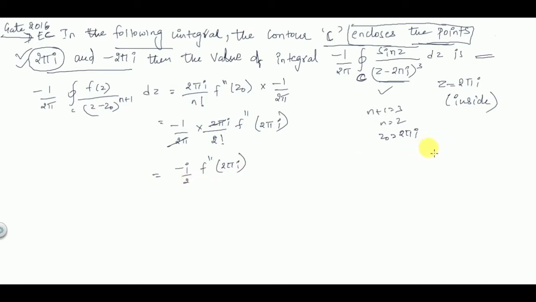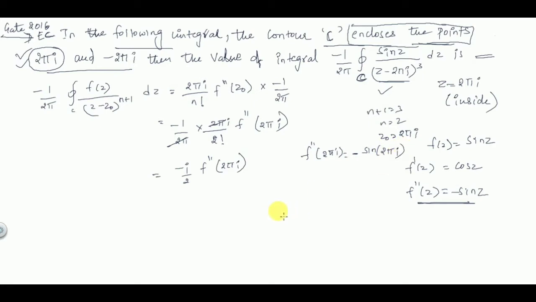So what is f of z given for you? f of z is sin z. Then f dash of z, d by dz of sin z, is cos z, and f double dash of z, d by dz of cos z, is minus sin z. So f double dash of z is minus sin z you will get. So we need f double dash of 2 pi i, so it is minus sin of 2 pi i.